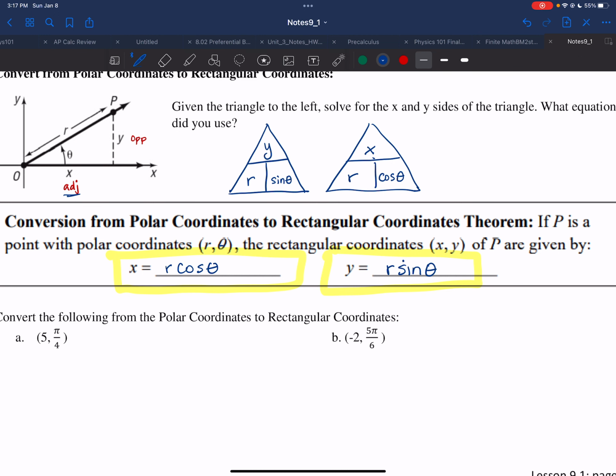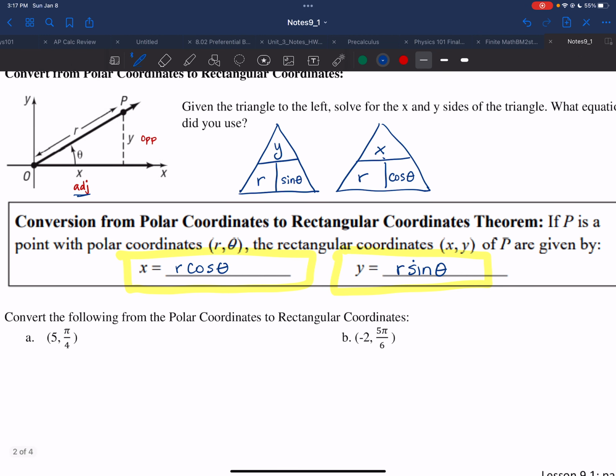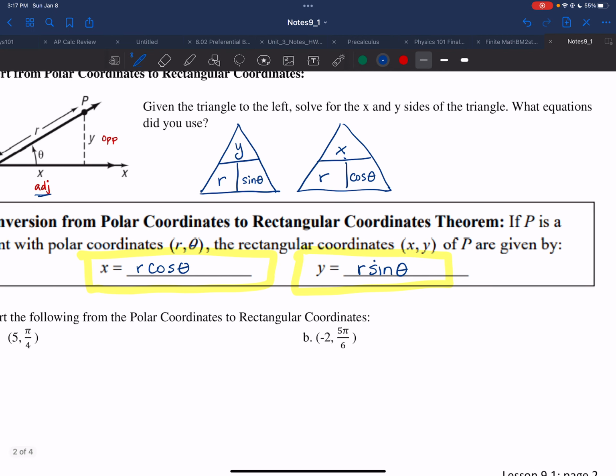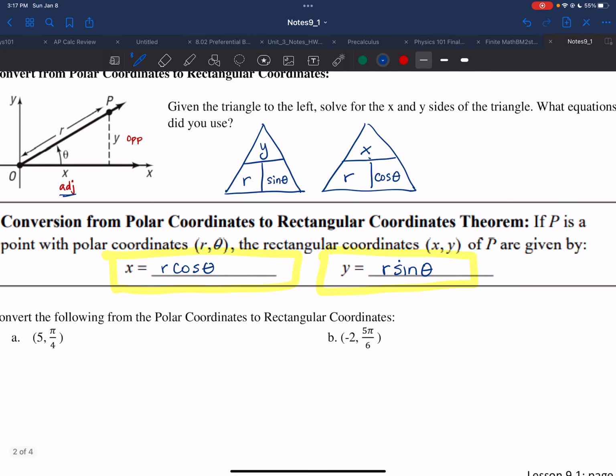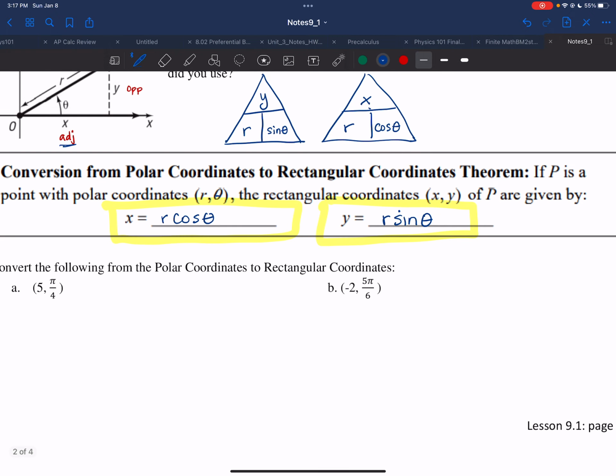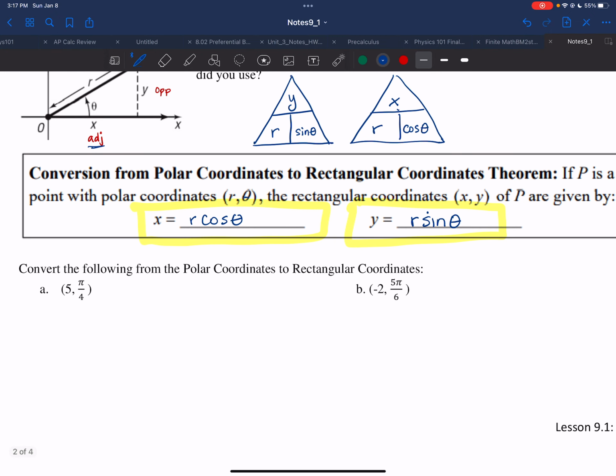We have 3 example problems. Convert the following from polar coordinates to rectangular coordinates. Excuse me, we have 2 examples. And I'm going to go ahead and stop this video here, let you guys take a moment to go ahead and work those out, and we'll do another video to show you how to do that.